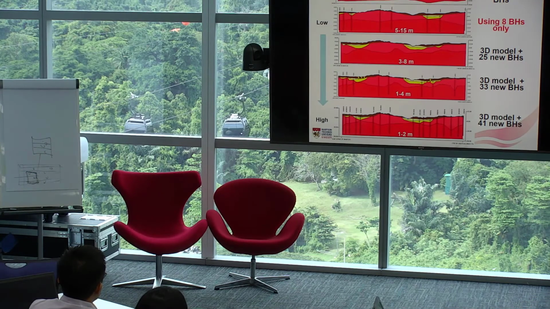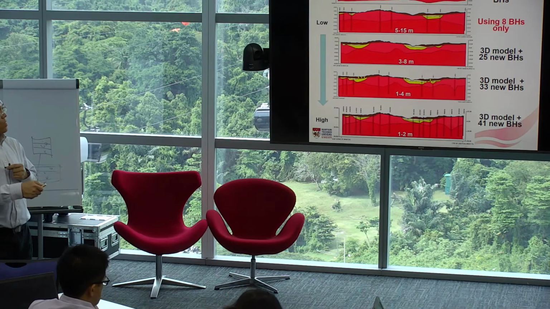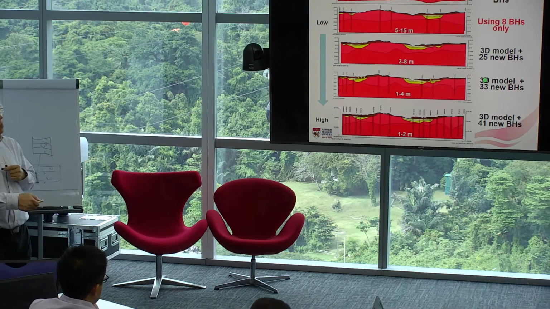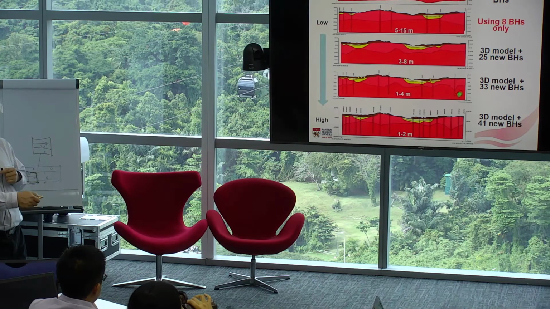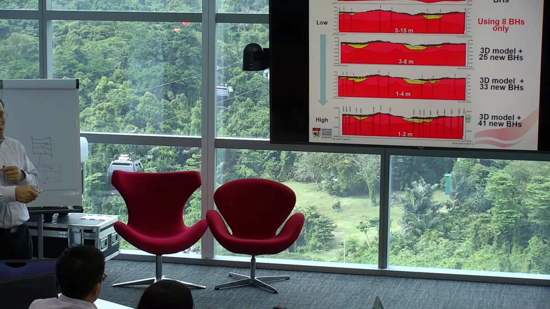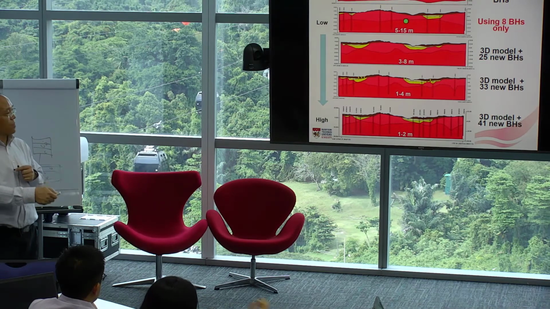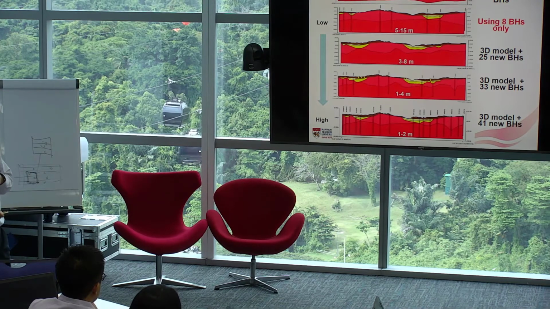So from here, even before you start your project, at least you can have some informed information, for example, where you should sink your boreholes. You have to have more boreholes where soft deposits are encountered, and also you can know how many boreholes are sufficient to give you a realistic cross-section for your MRT construction.